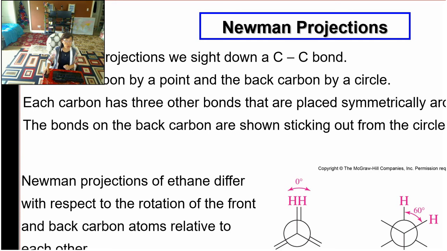Therefore, you are going to focus on the angle between the front carbon's hydrogen bond and the back carbon's hydrogen bond. That angle is called the torsional angle, or also the dihedral angle.